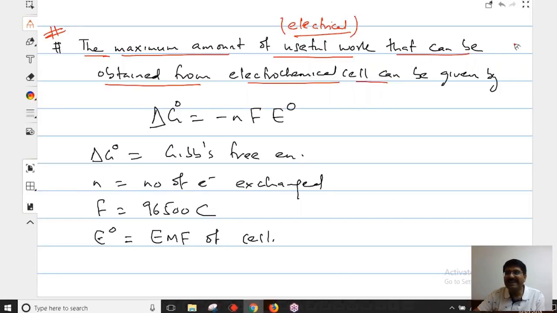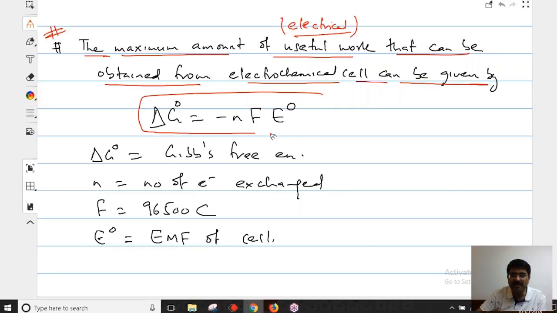So the maximum amount of useful work that can be obtained from an electrochemical cell can be given by delta G naught equals minus NFE naught, where delta G naught is the Gibbs free energy, N is number of electron exchange. So now you understand why I taught you N, right? N is number of electron. You should know how to calculate N.